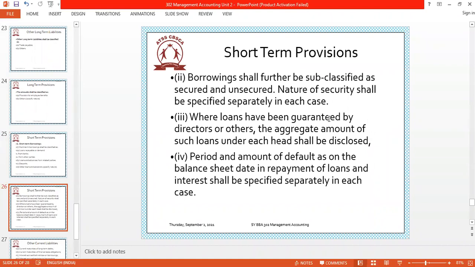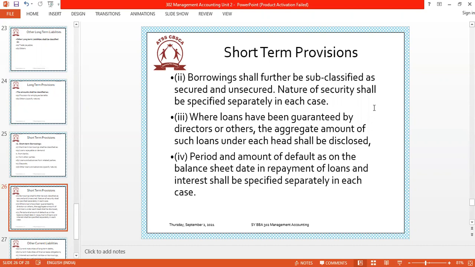Please read. Borrowing shall further be subclassified as secured and unsecured. Nature of security shall be specified separately in each class. Where loans have been granted by directors or others, an aggregate amount of such loans under each head shall be disclosed. Period and amount of default as on the balance sheet date in repayment of loan and interest shall be specified separately in each case.